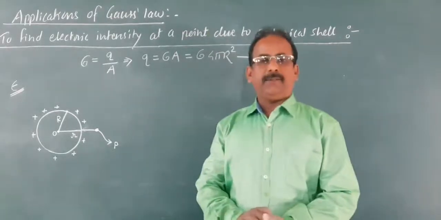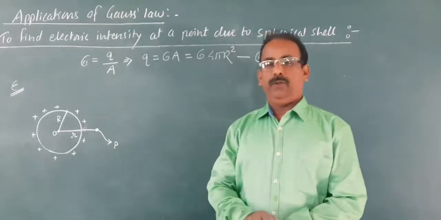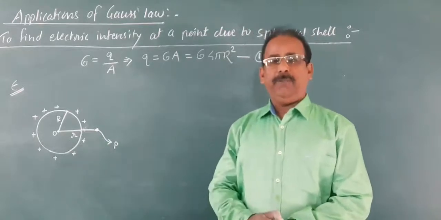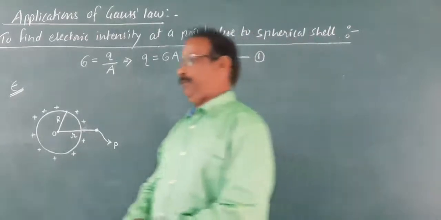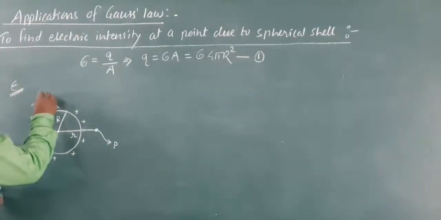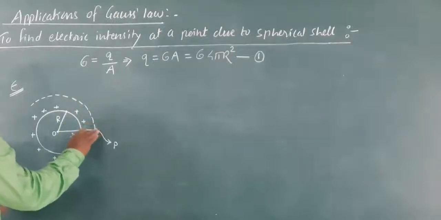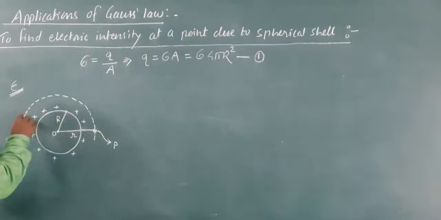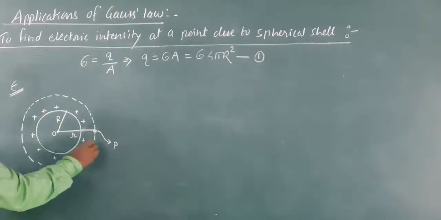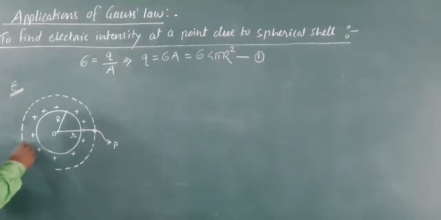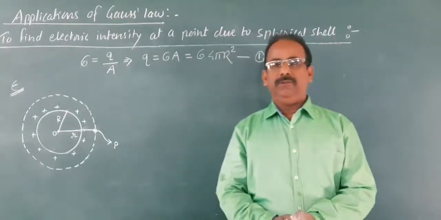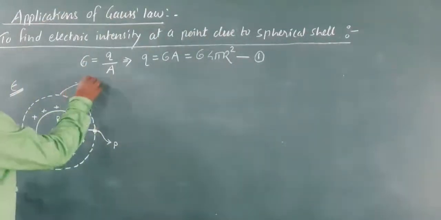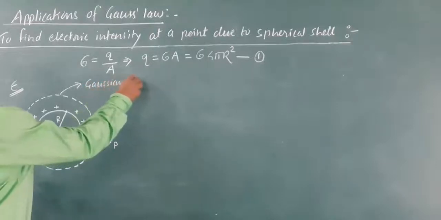Here we have to find electric intensity produced by the spherical shell at this point P. To find this, first we have to construct another sphere, an imaginary sphere passing through point P as shown in figure. This sphere is called Gaussian sphere.